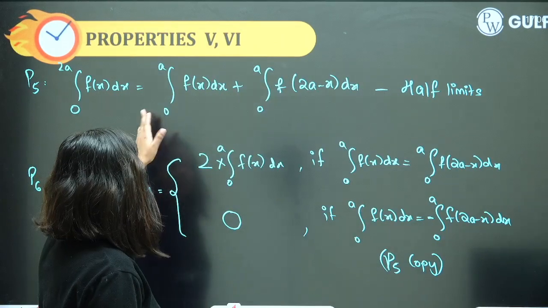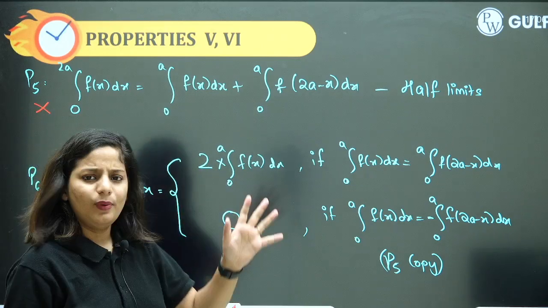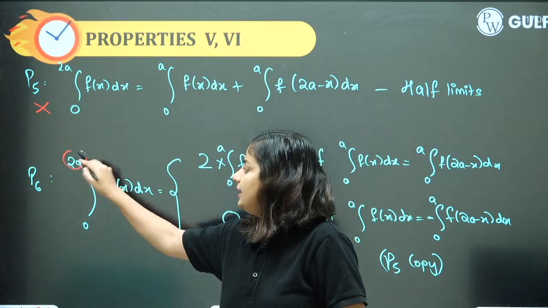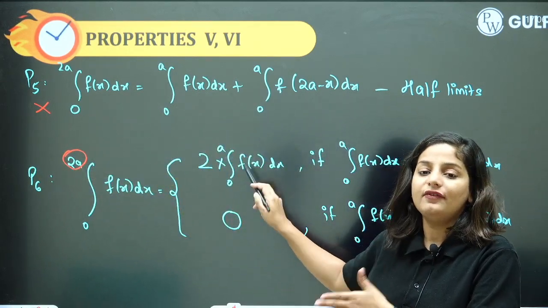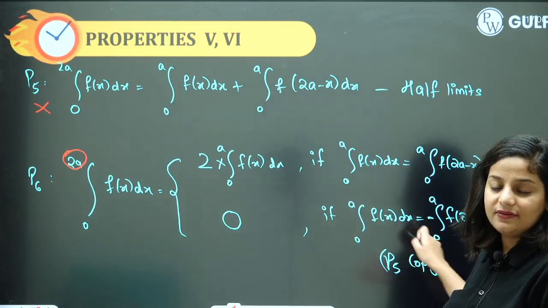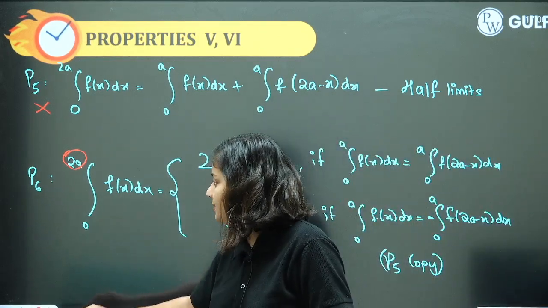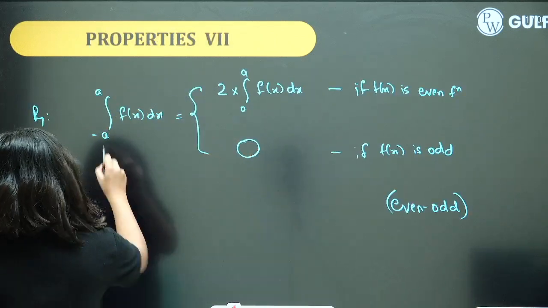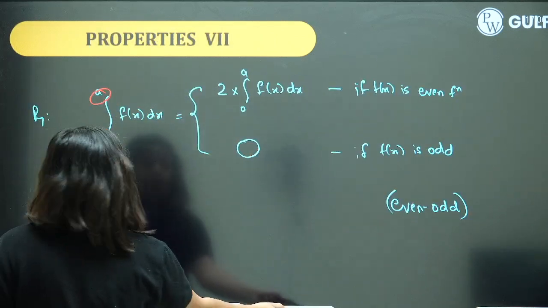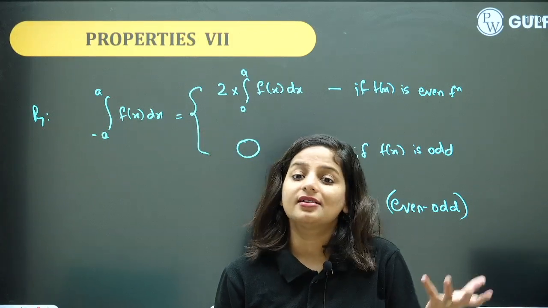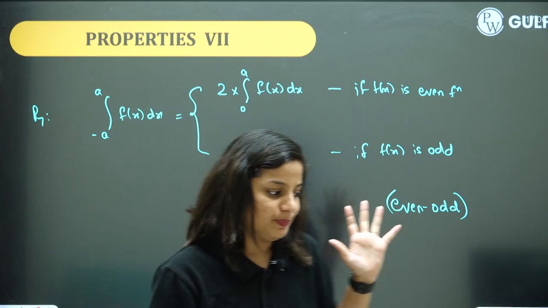P5, as I said, is hardly used, nowhere used, we don't use. But yeah, P6 is used whenever you have a double limit. We make it half, solve. And yeah, if they are equal, twice. If they are opposite, 0. So that's when P6 is used. And P7 has its own speciality whenever the limits are of opposite sign. Minus a to plus a. We should understand, yes, it is the seventh property, even odd function.